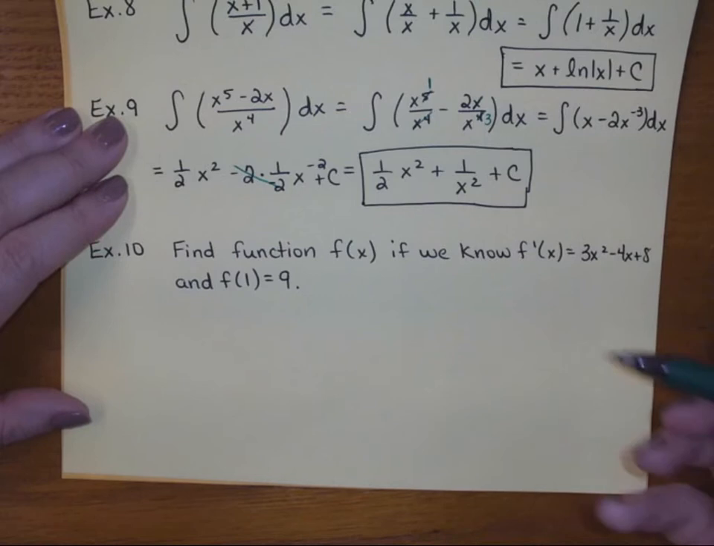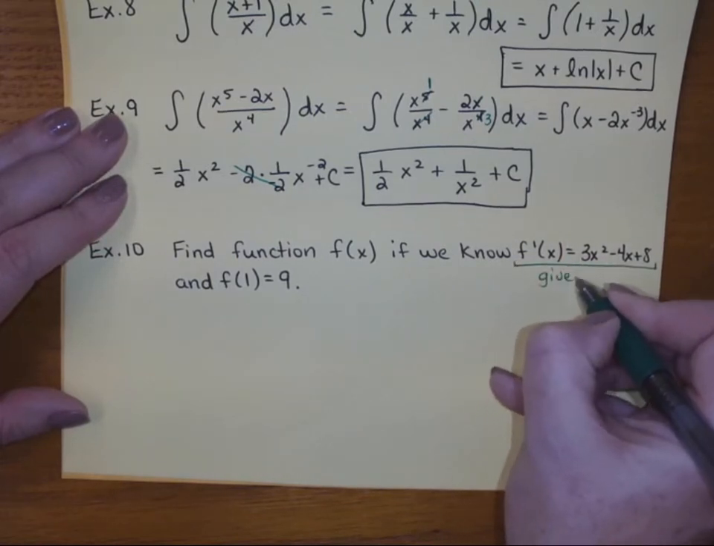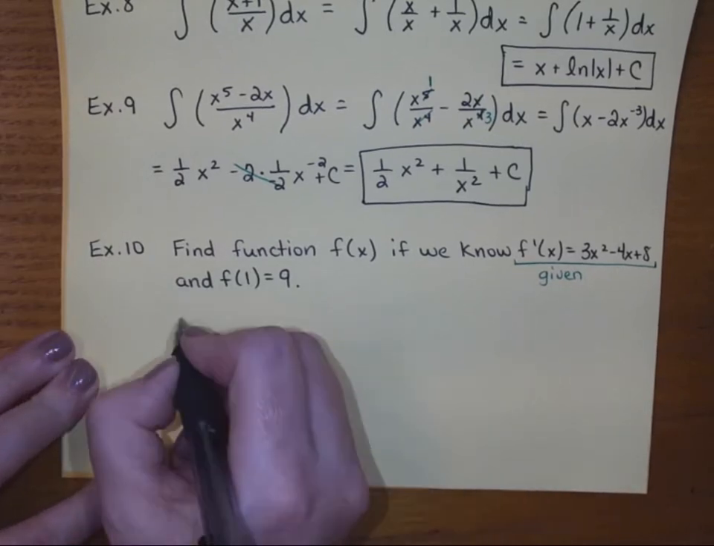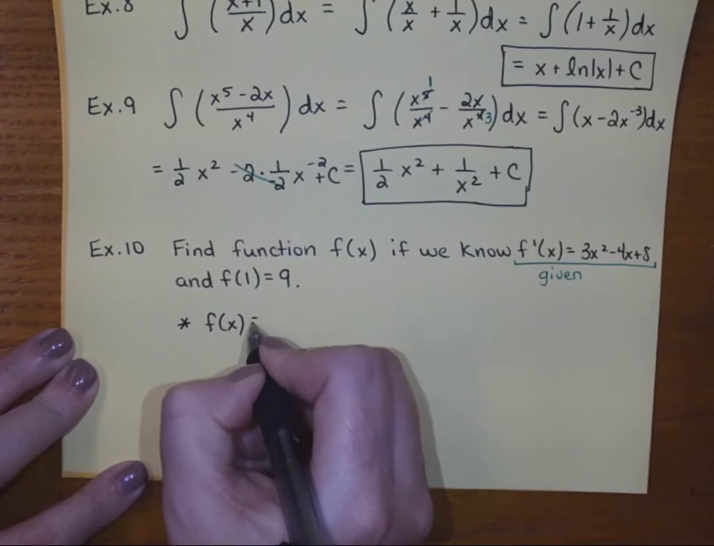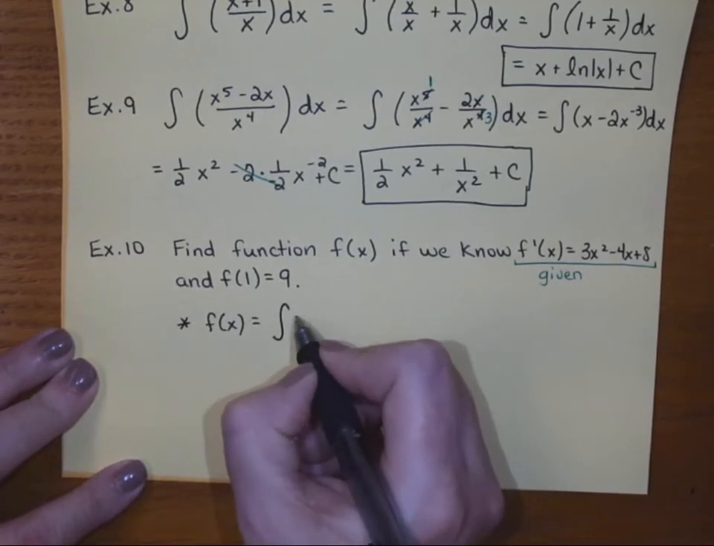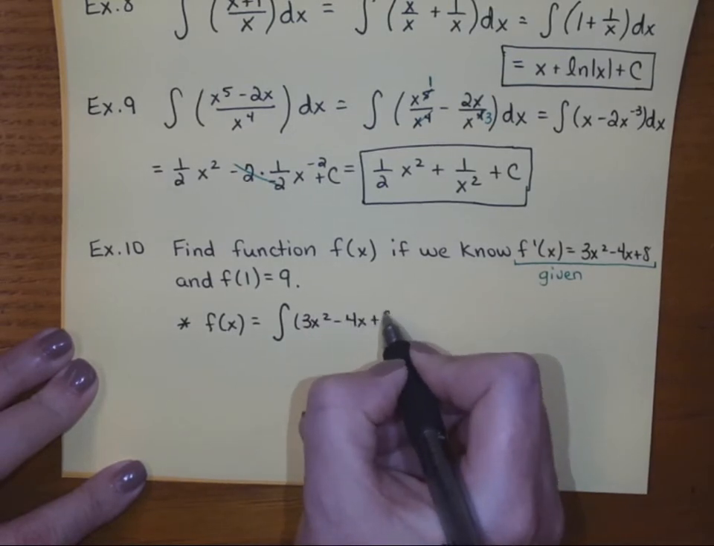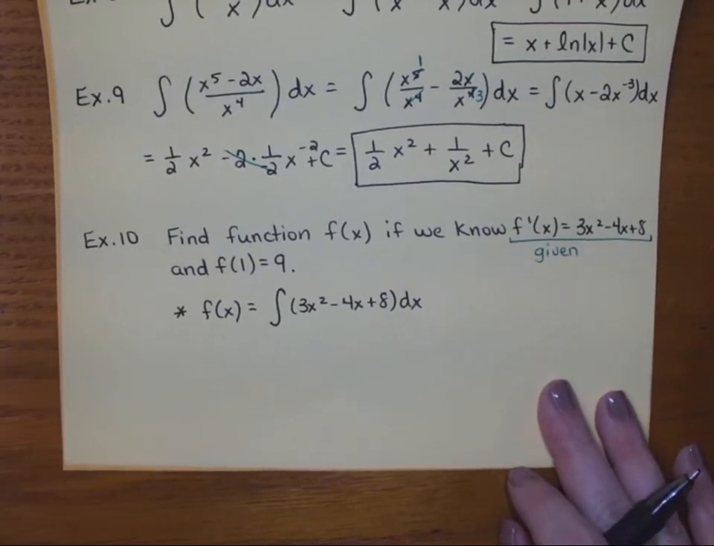So notice, we are not asked to find the derivative, we are given the derivative in this problem. Okay? We're asked to find the original function. So hopefully you understand notation-wise, but this is asking you to find the original f of x, and we're going to do that by finding the antiderivative of what we already know the derivative to be. Okay, and that'll land us back at the original function.